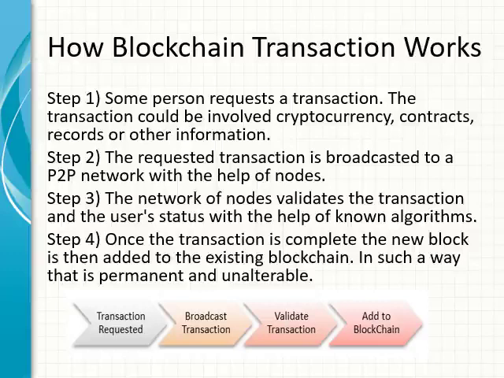Once the transaction is validated by all the nodes, the new block is added to the existing blockchain, in such a way that the block is permanently added. And once the block is added in the blockchain, that block cannot be altered or changed, as we have studied. So you can see in the figure: the first step is that the transaction is requested by a participant, then that transaction is broadcast, and then that transaction is validated. This is the third step, and after the transaction is validated, that transaction is added to the blockchain.